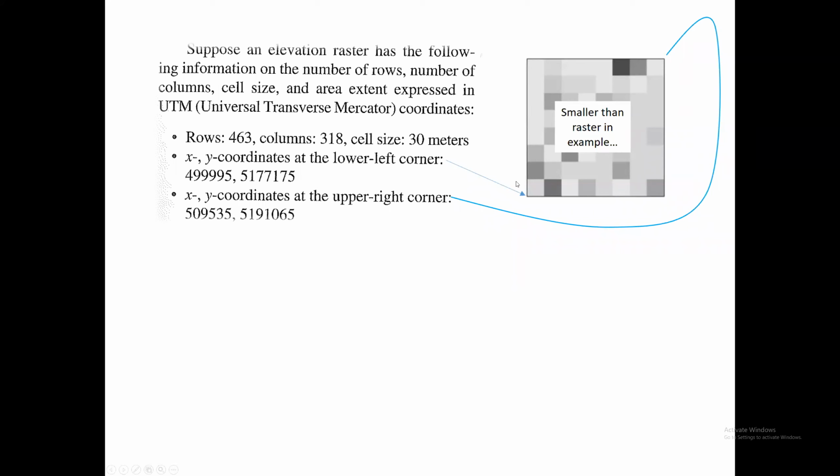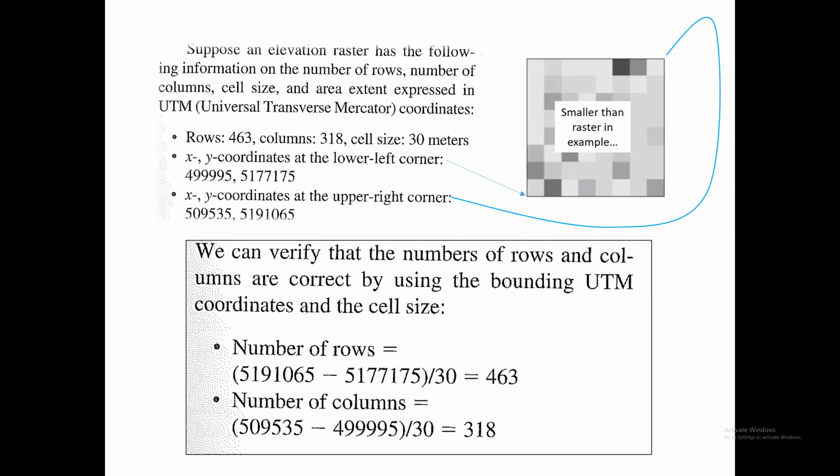Okay, this is just sort of an example, right? So this information is held in the metadata for the raster. And you can verify that by looking at the difference in rows, dividing by 30, because each of these is 30 meters across. And you end up with 463 rows. Well, I told you there are 463 rows.